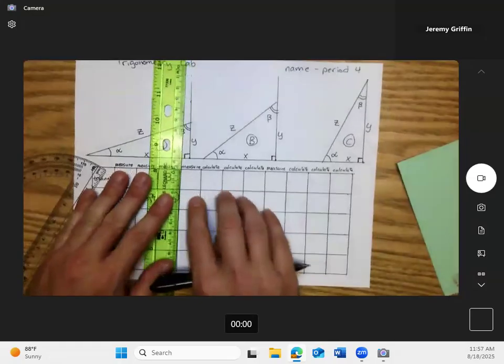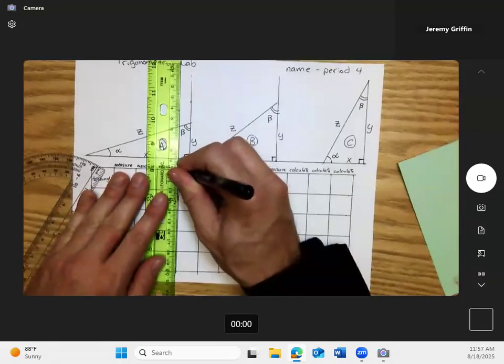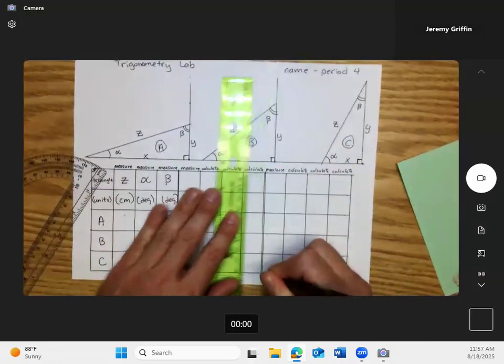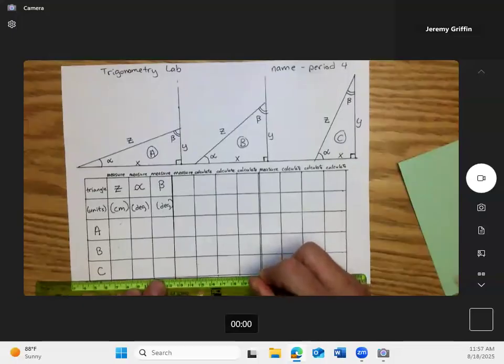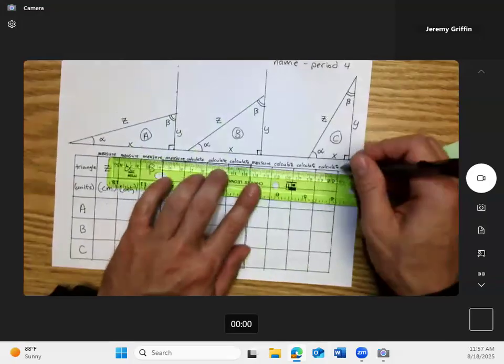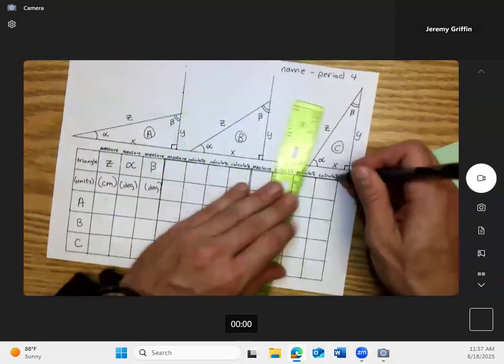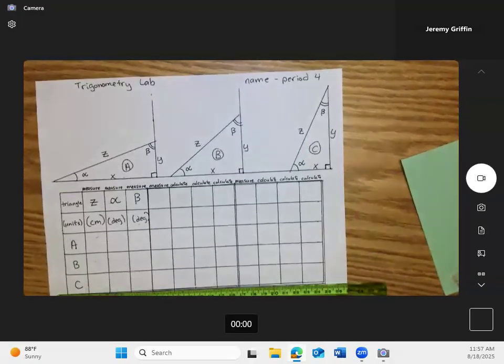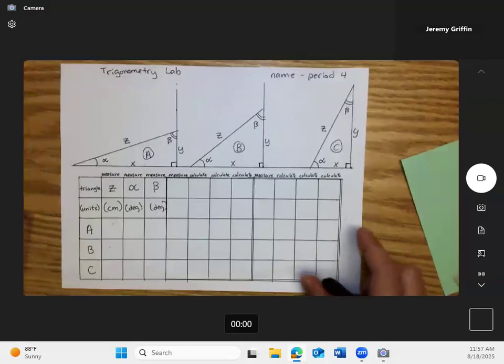Do you guys see there are 8 columns left? I should have done this ahead of time, but for the next 4 columns, put a big box around these 4. And then the very last 4 columns, also box those off. You'll see why pretty soon.